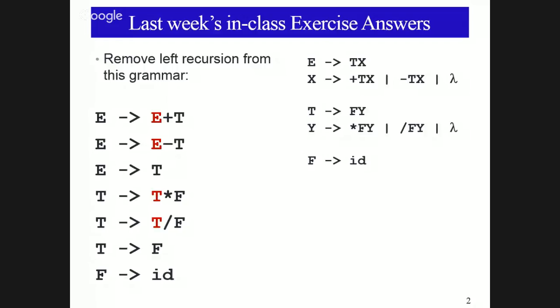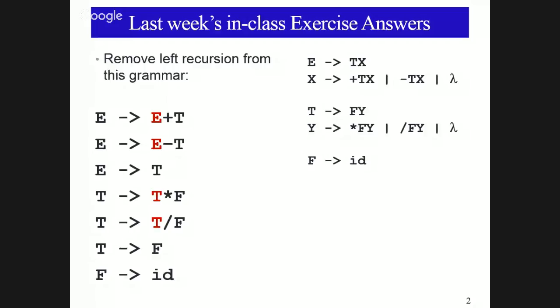Okay, so let's review both: left recursion, also unit production removal. So here, if you take a look at this, E goes to E plus, E goes to E minus, both left recursion. Move it to the end, call it X: plus TX, minus TX, lambda, right? And this one, non-recursive, add the X: TX.